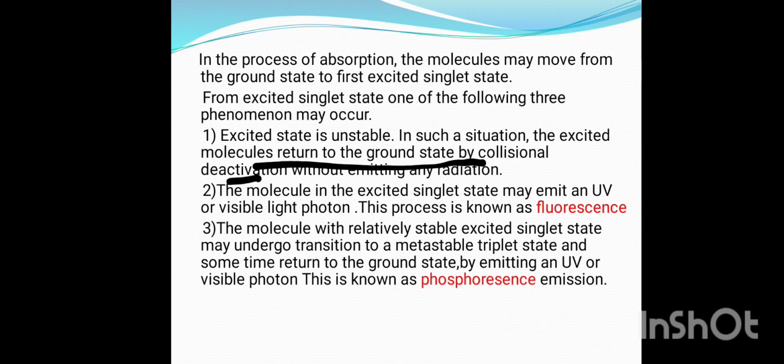So this is the first phenomenon. The second phenomenon is that while coming from the excited singlet state to the ground state, it will emit a UV or visible photon. This is called fluorescence. The third situation is that from the excited singlet state, the electron may go to the metastable triplet state, and from the metastable triplet state, when it returns to the ground state, it will emit a UV or visible photon. This is known as phosphorescence.